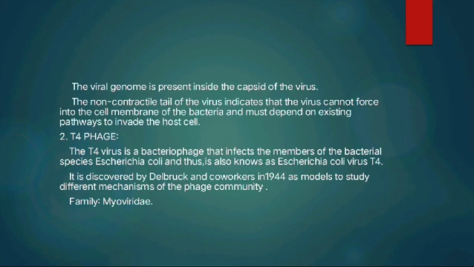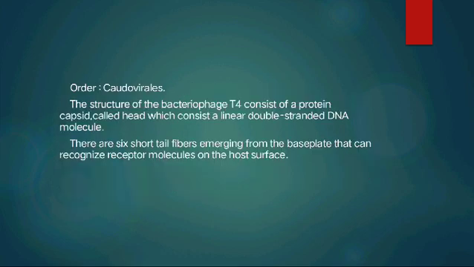Next type is T4 phage. The T4 virus is a bacteriophage that infects the bacterial species E. coli and thus is also known as E. coli virus T4. It was discovered by Delbrück and co-workers in 1944 as a model to study different mechanisms of phage biology. It belongs to the family Myoviridae and the order Caudovirales.